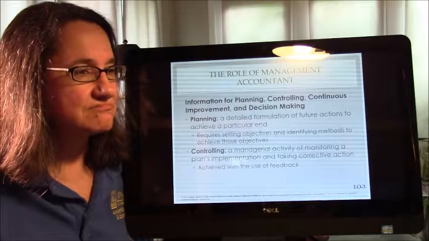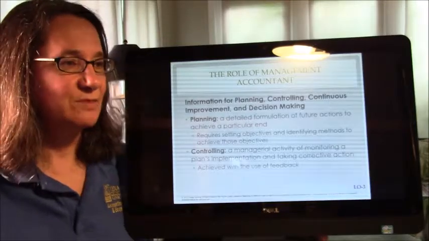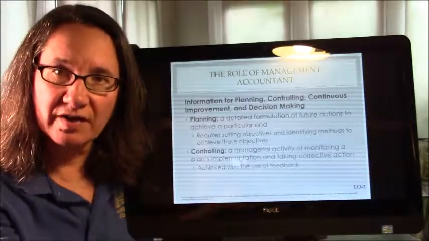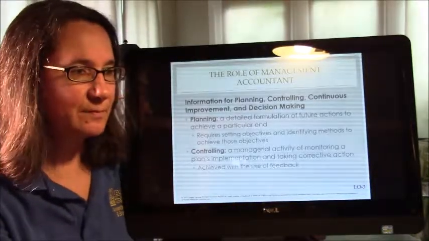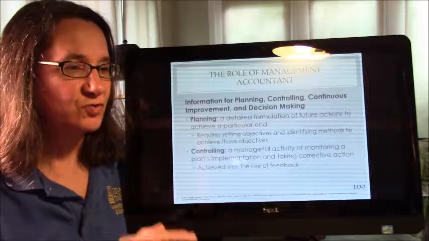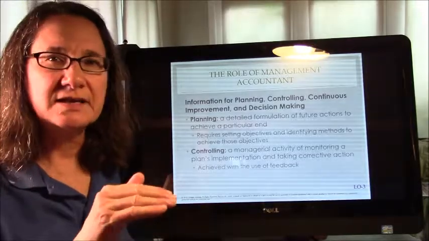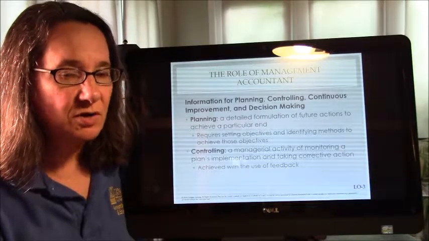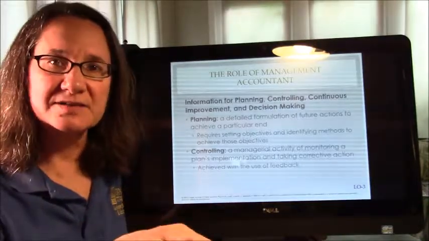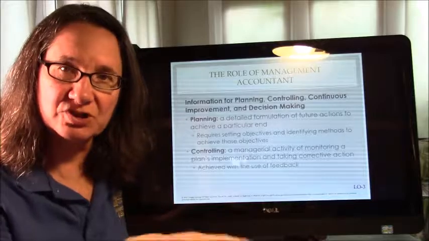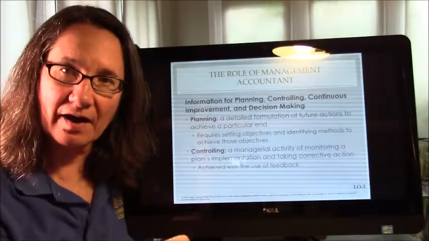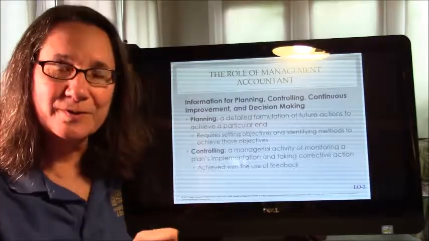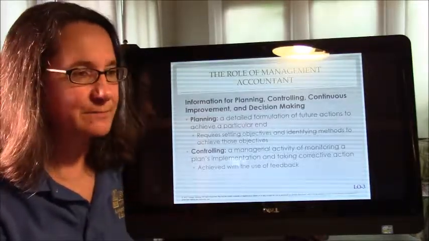Management accountants really are providing the information for planning, right? So planning's the future, what we're going to do in the future. They're responsible for controlling, which basically, in the context of this book, is understanding what's happening out there as we're trying to achieve our objectives, getting feedback about how well we're achieving the objectives, and then figuring out what to do if we need to change anything.